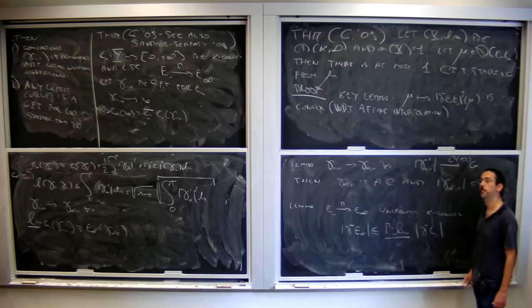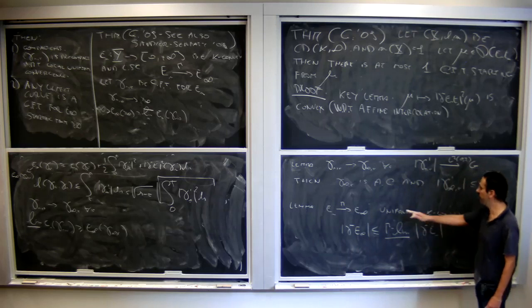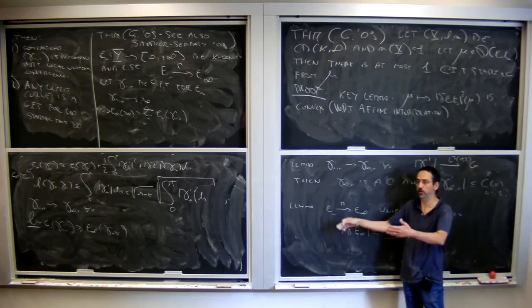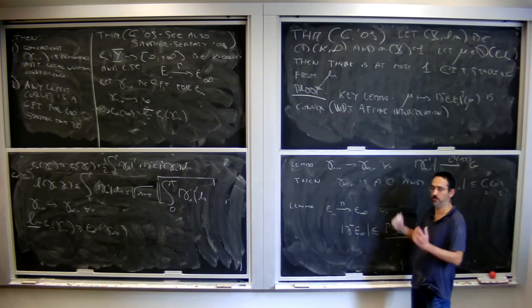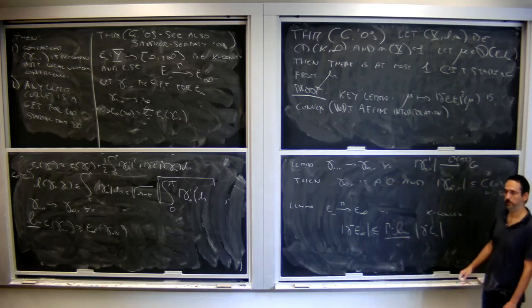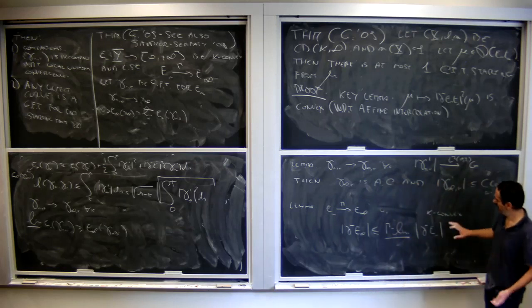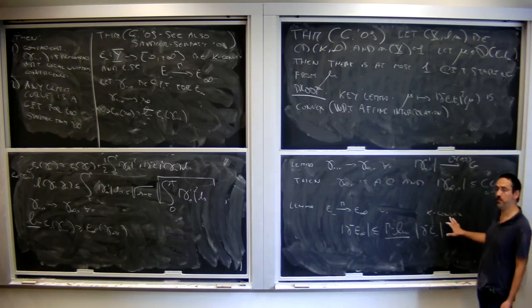All of them are K-convex with the same K, not K_n. I mean, K-convex if you want. So here K-convexity plays a role.